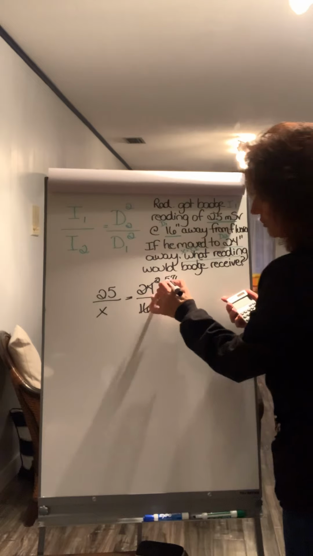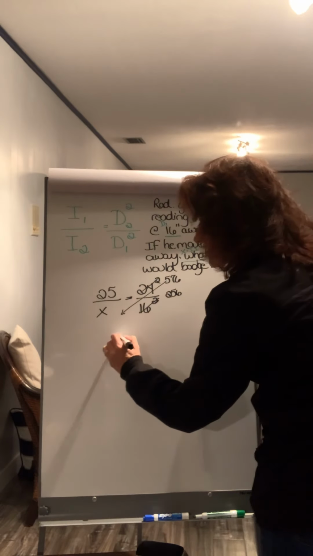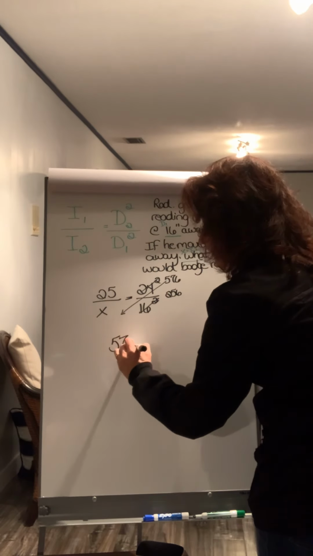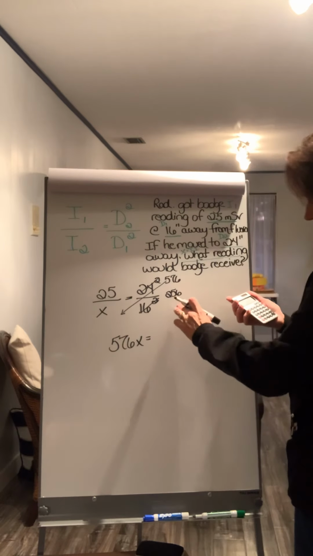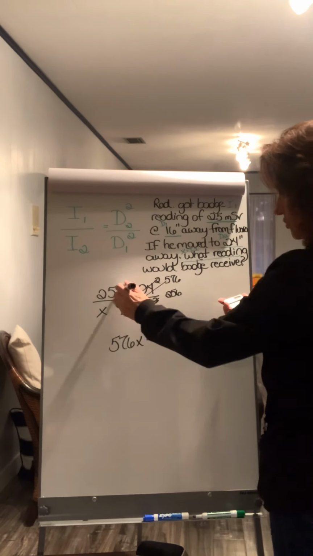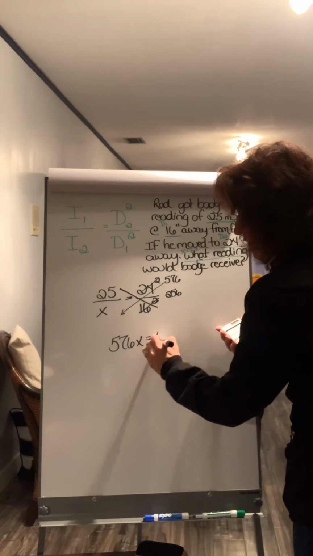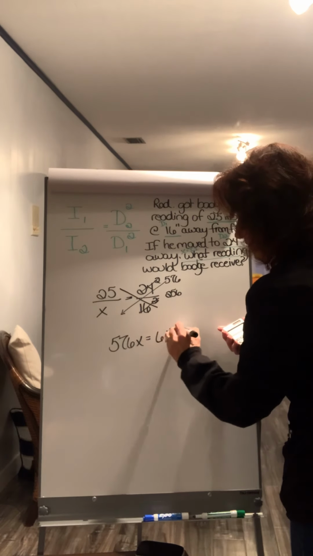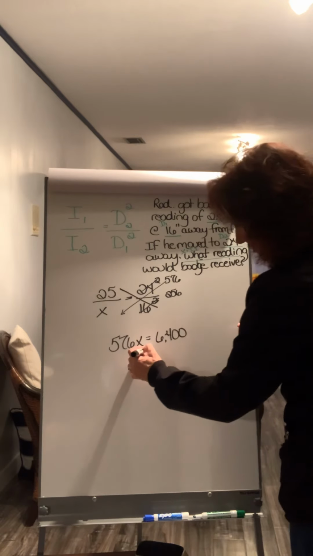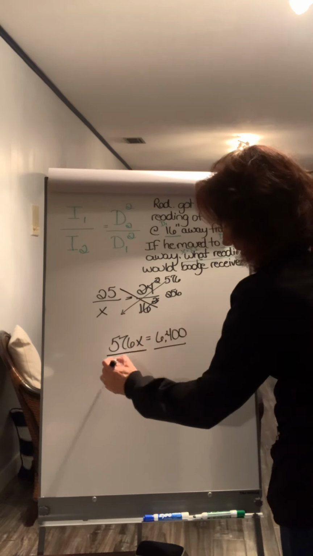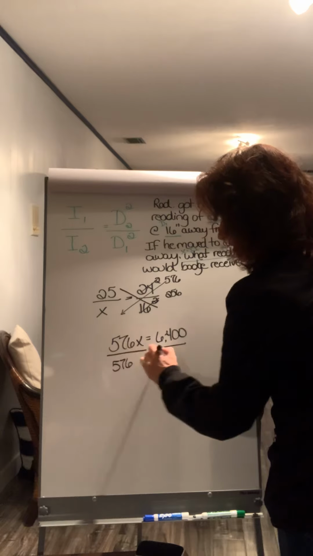Then I cross multiply. So 576 times x gives me 576x. And then 256 times 25 gives me 6,400. And then I simply solve for x, so I divide both sides by 576.